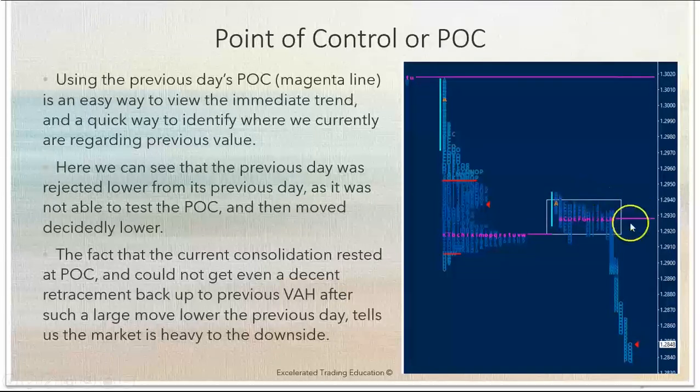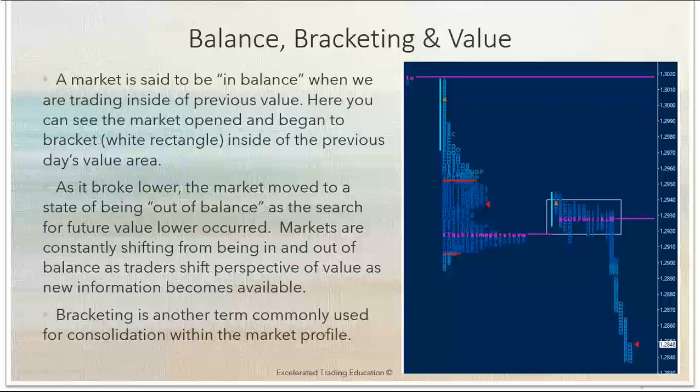And you can see there's almost a triangle here. There is a triangle here, right? So consolidation happened, but the fact that it wasn't able to get up there, again, it's a sign of weakness. And it's something we have to be paying attention to, and we have to be in tune with. All right, so balance, bracketing, and value.